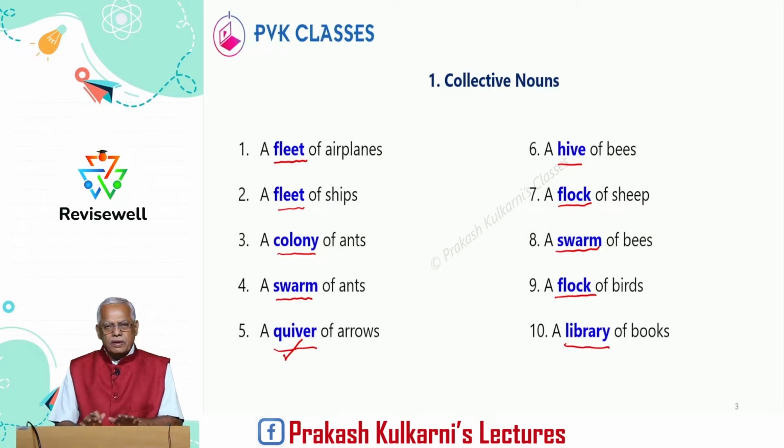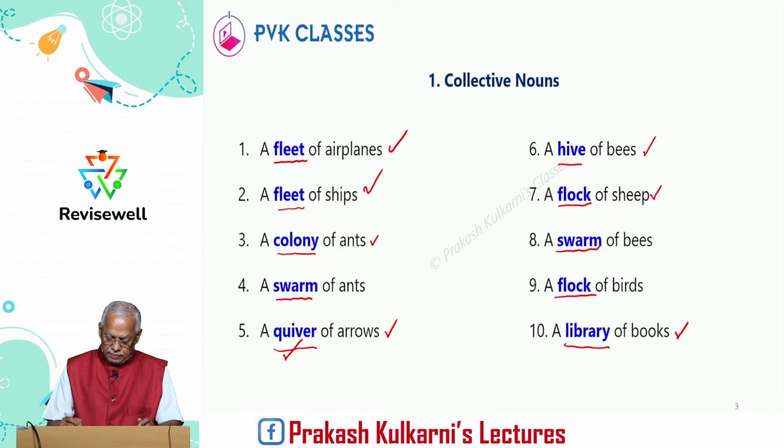Now these refer to entire group. Now please remember here aeroplane, ship, arrows, etc. Books, they refer to collective nouns of things, whereas ants, bees, sheep, they refer to birds or animals or insects.